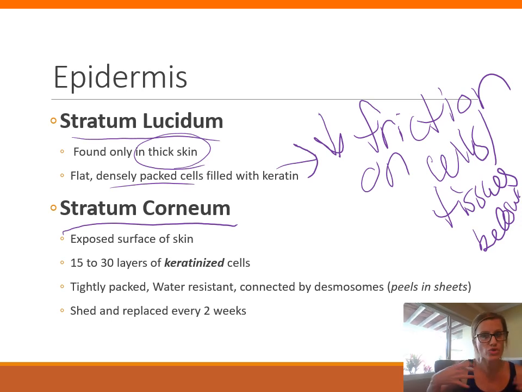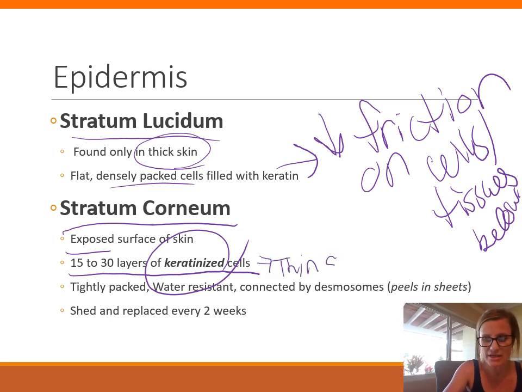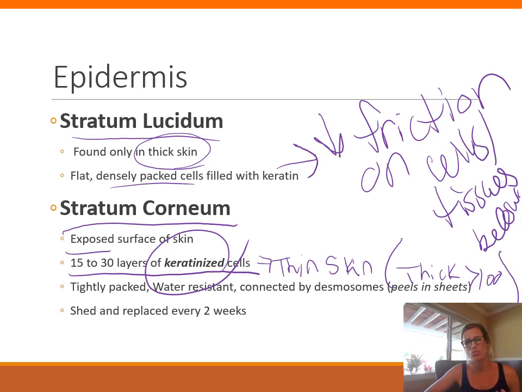Again, this is the most superficial, exposed surface of the skin that you can see and feel and touch. It's composed of 15 to 30 layers of completely keratinized cells. Now, this would be in thin skin. Thick skin can have over 100 layers of cells in the stratum corneum, so much thicker.